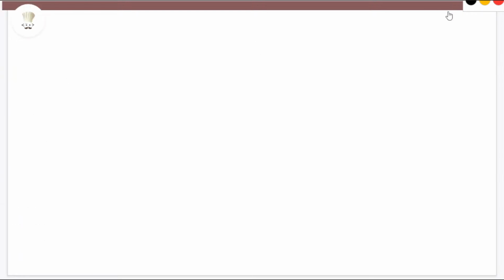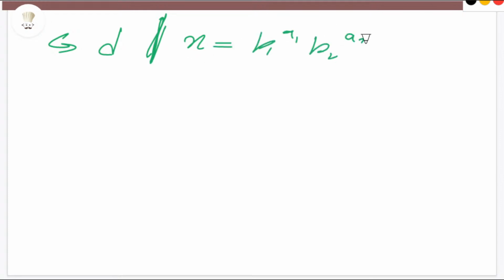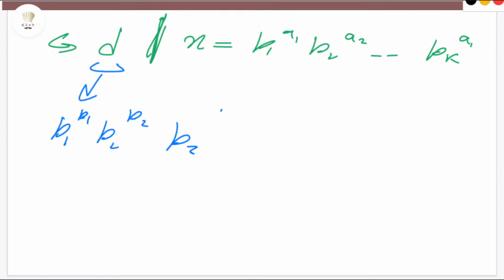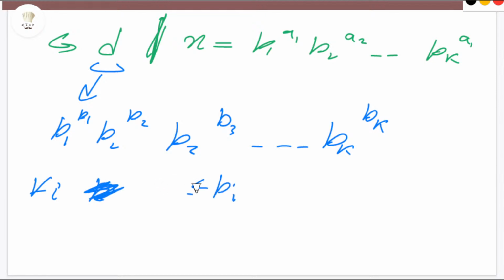Right? So if we have a divisor d which is a factor of n, if d divides n and n is equal to p1 to the power a1, p2 to the power a2 up until pk to the power ak, then this divisor is of the form p1 to the power b1, p2 to the power b2, p3 to the power b3 up until pk to the power bk, where for every i between 0 and k, bi is between 0 and ai, right?